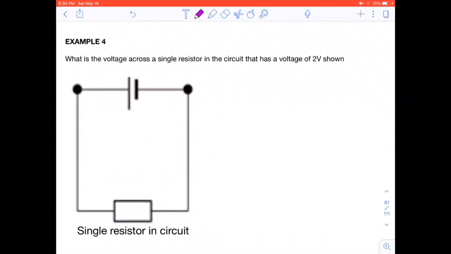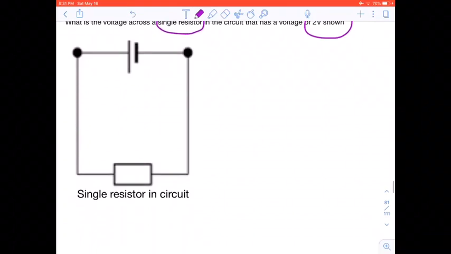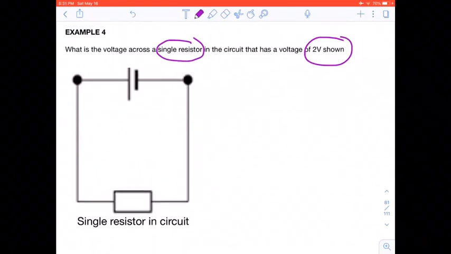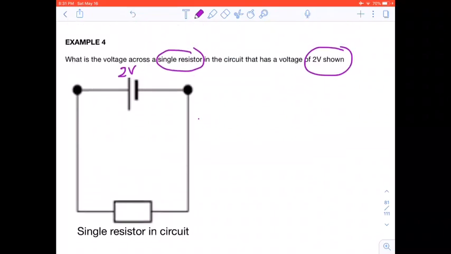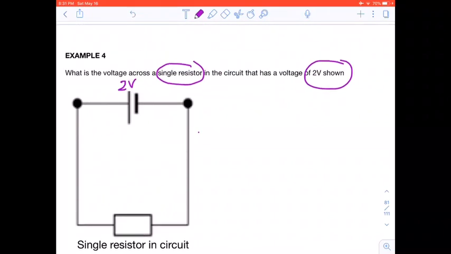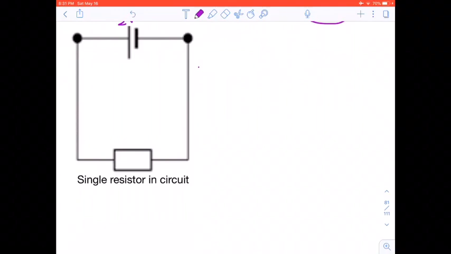Here we say what is the voltage across a single resistor circuit that has a voltage of 2 volts. It's obvious in a sense. So let's say this is 2 volts, and we've got a battery and a resistor here. It doesn't matter what the resistance is. As you can see, the question hasn't given us the resistance of this particular resistor. It could be 10 ohms, it could be 20 ohms, it could be 1,000 ohms.